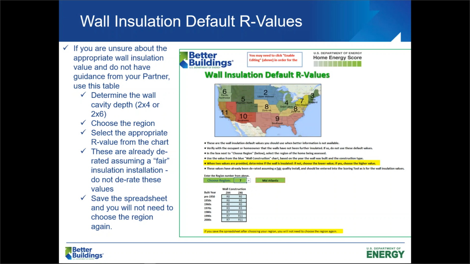So again, pick your region, then look up whether you've got 2x4 or 2x6 stud spacing. If you've got anything more than that, then the insulation values are obviously not what are here, but you should have some documentation that tells you what it is. These R values have already been derated. They're assuming a fair installation, so you do not need to derate these values. Just take the value off the table and enter it into Home Energy Score.